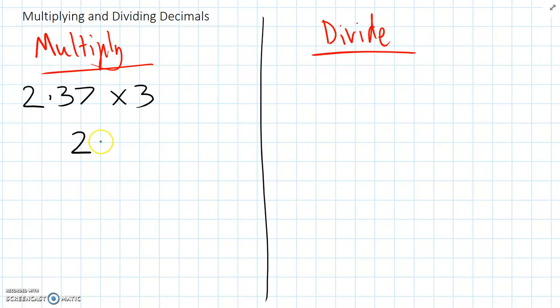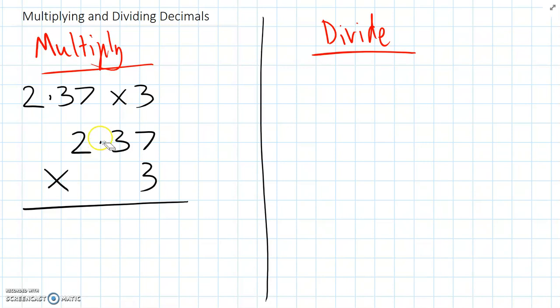So we set up our numbers one on top of the other, ready to be multiplied. But the key is we take away all the decimal points and we just use whole numbers. So the first step is remove the decimal points. The next step is we do the multiplication.